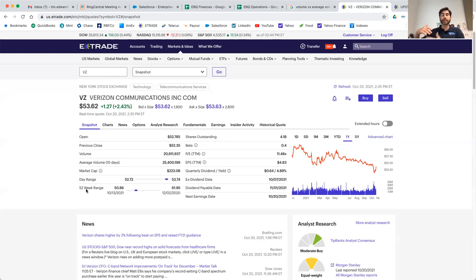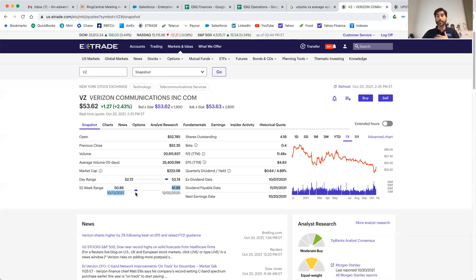52-week range now just extends the idea of a day range, same concept, but just for the whole year. What was the low, and even the date of the low, which you can actually see was recent, $50.86. Whereas the 52-week high, $61.95, that happened in December, right after the elections. We had this big spike in the stock market. And that's where it got its high. So right now it's at $53.